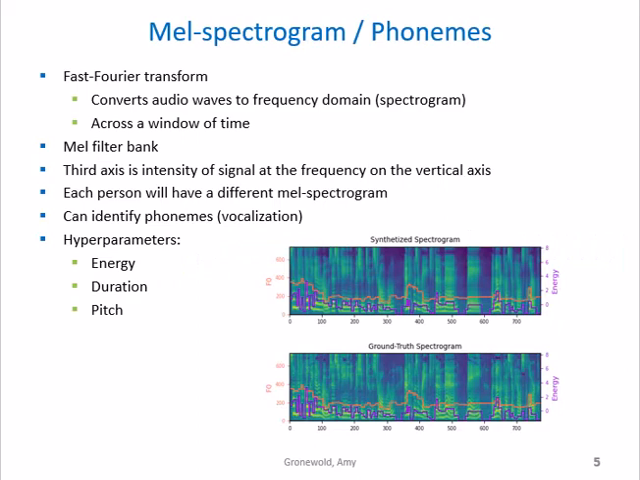So Mel spectrograms are actually fast Fourier transforms of audio waves across a window of time, and then we apply a Mel filter bank in order to get the Mel spectrogram. And phonemes are vocalizations and how we say the words. And so we embed the words into these phonemes, which then we can learn how to map to our Mel spectrogram. And we use this in Fast Speech 2 with 3 different hyperparameters.